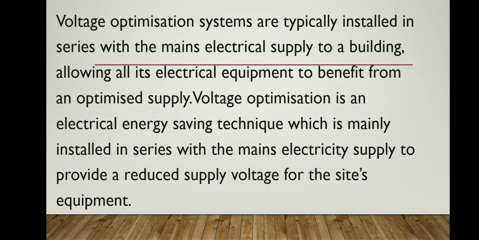Voltage optimization systems are typically installed in series with the mains electrical supply to a building, allowing all its electrical equipment to benefit from an optimized supply voltage. Voltage optimization is an electrical energy saving technique which is mainly installed in series with the mains electricity supply to provide a reduced supply voltage for the site's equipment.